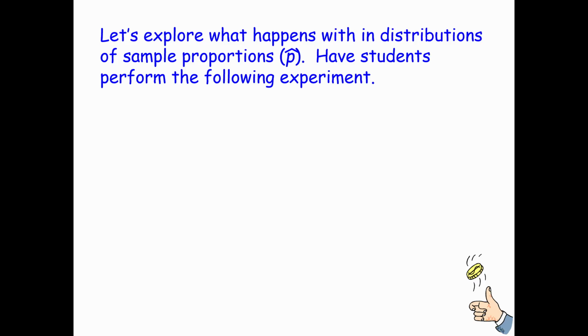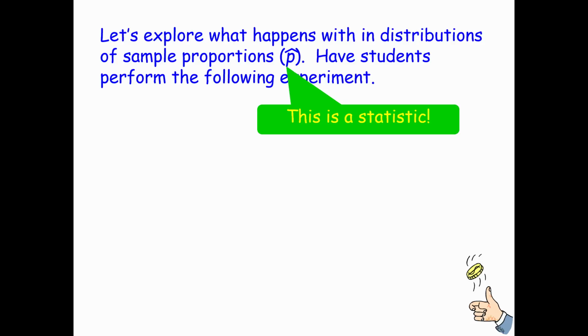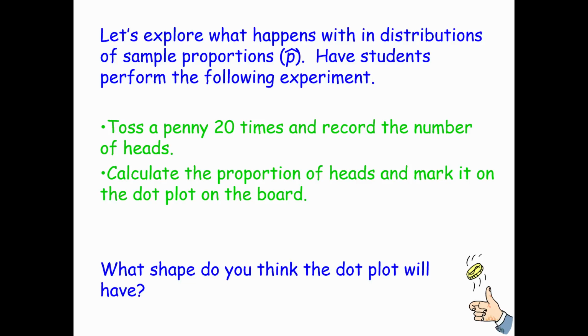All right, and our last part here is let's explore what happens in distributions of sample proportions. Have students perform the following experiment. By the way, we're looking for p-hat, which is also a statistic. Toss a penny 20 times and record the number of heads. Calculate the proportion of heads and mark it on the dot plot on the board. Well, because I'm not there today, we're not going to do a dot plot on the board, but I am going to show you we've actually done something like this, and we're going to be able to answer this question.